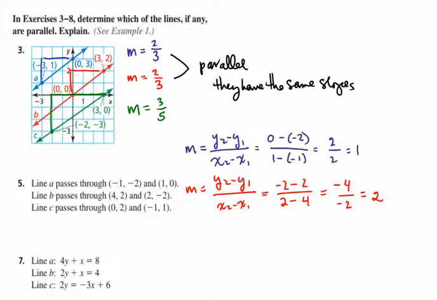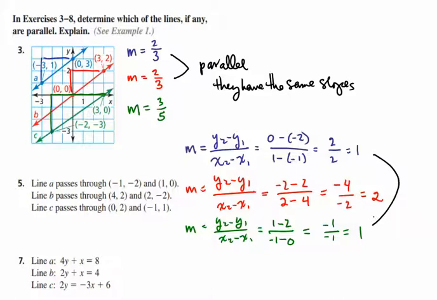The third line, line C, m is equal to y2 minus y1 over x2 minus x1, and here we have 1 minus 2 over negative 1 minus 0, which gives us negative 1 over negative 1, which is 1, and so lines A and C are parallel, because same slopes. All right, we'll go on to problem number 7 now.